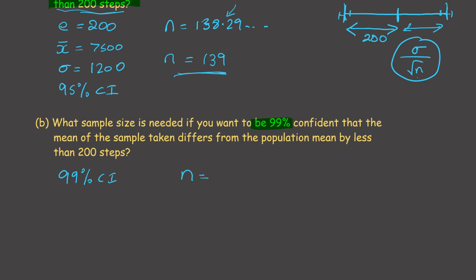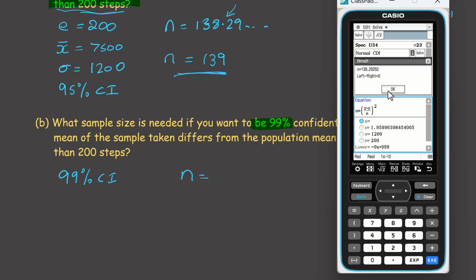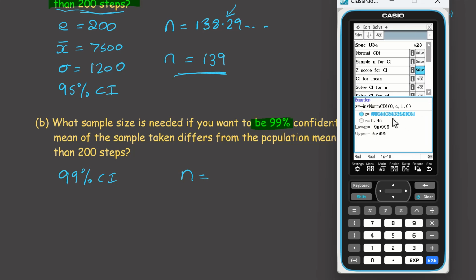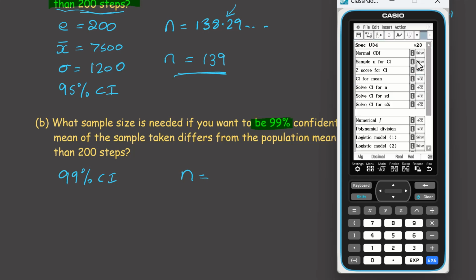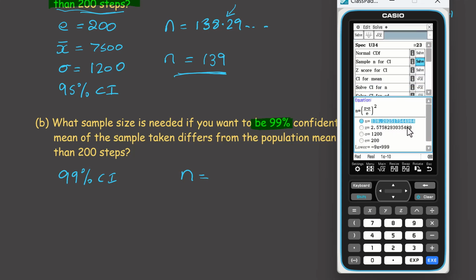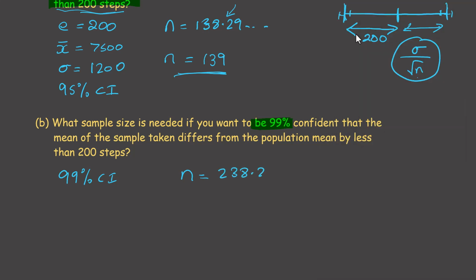And then for the 99%, the only difference is that it's a 99% confidence interval, and we can do it in exactly the same way. So we are going to just OK that. We're going to go back to Z-score for CI. We're going to change to 99% here, and we are going to solve to get our new Z-score. When we go back to here, we can see that new Z-score has been put in, and we can get rid of that value there. The other things are all the same, and we're just going to hit that, and it's 238.86. And again, we're going to round up to 239.